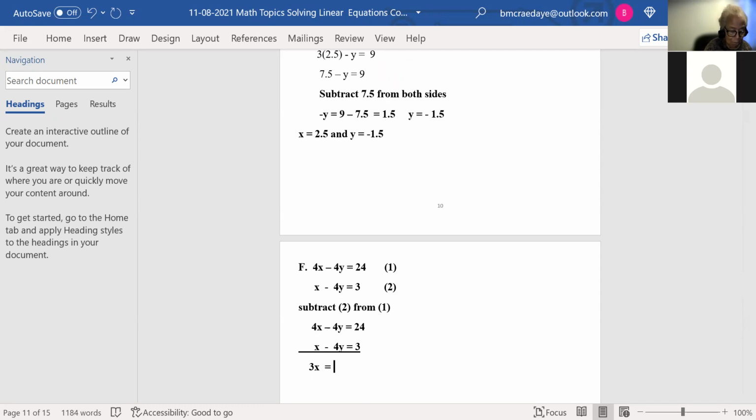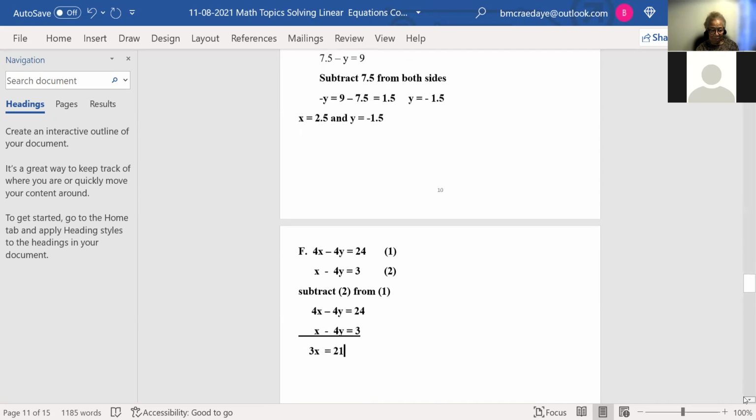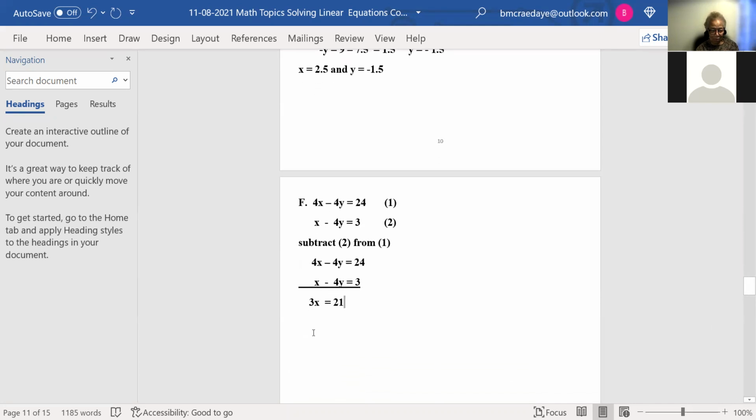21. That's right. So you know your answer then. Only one number times 3 gives 21. What's that, Maureen? 7. That's right. So x equals 7. Yes, 21 divided by 3 equals 7. Now, what is y, Maureen?